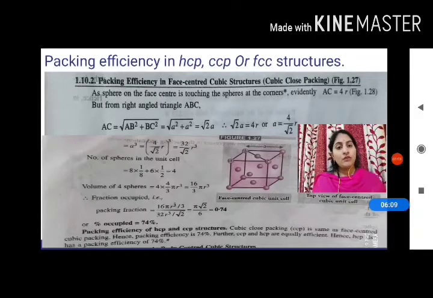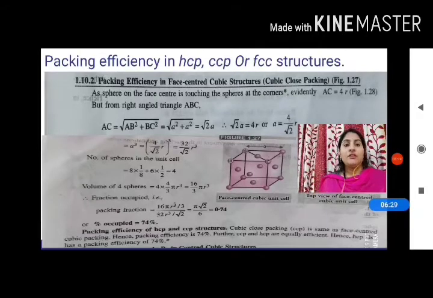Volume of the 4 spheres is equal to 4 into 4 upon 3 pi r cube, that is the formula for the volume of one sphere, multiplied by 4 spheres. What we got is 16 by 3 pi r cube. So lastly, we put in the values that we actually accumulated from the formulas.